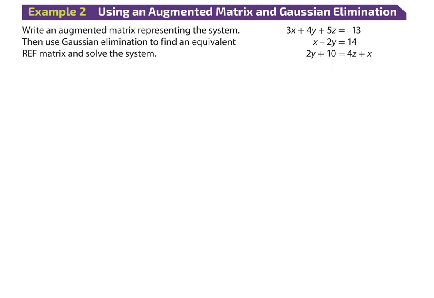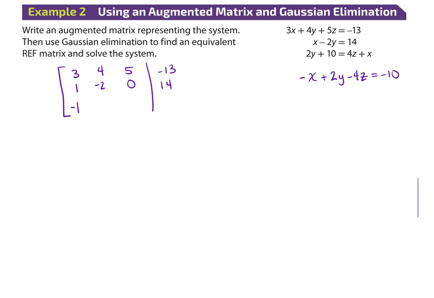So before I do anything, I'm going to rewrite this little guy here. All right, I'm going to move my x over. That would be a negative x, a positive 2y, move the 0 over, a negative 4z, move the 10 over, negative 10. So I'm going to rewrite him so that he's in the correct order. That's all I did. And then I'm going to do my augmented matrix. So I have a 3x, a 4y, a 5z, and a negative 13. I have a 1x, a negative 2y, a 0z, and a 14. Then I have a negative 1x, a positive 2y, a negative 4z, and a negative 10.